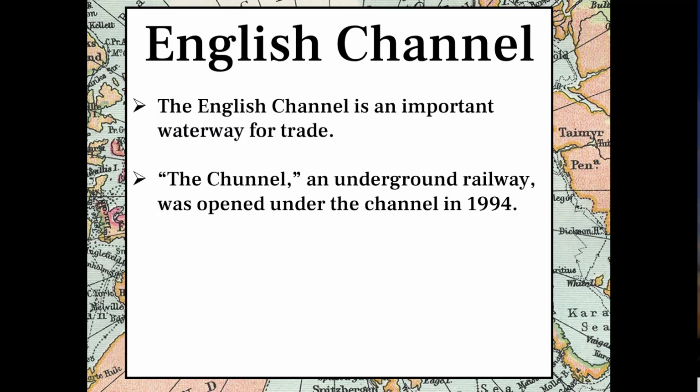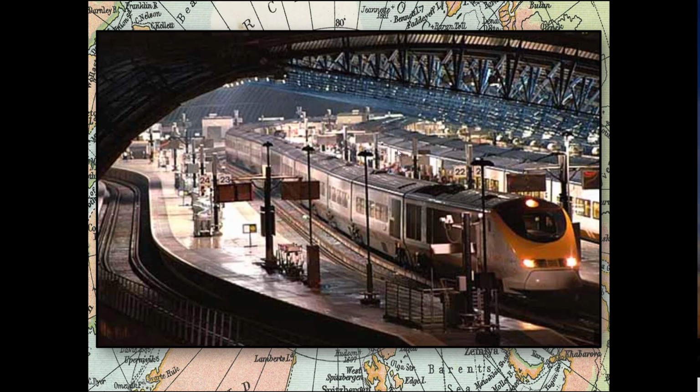Now, the English Channel is an important waterway for trade, and they have created an underground railway called the Channel Tunnel, or the Chunnel, and it actually runs underneath the channel, under the water. In 1994, it opened. You can see the train, and it's coming through this tunnel.